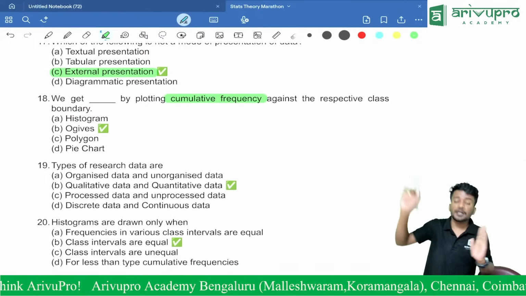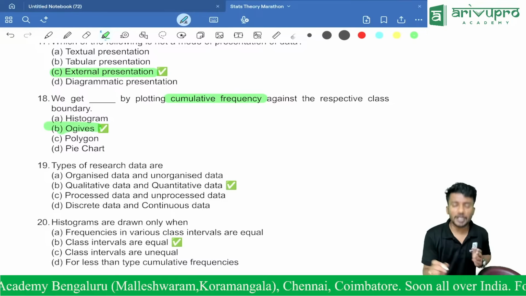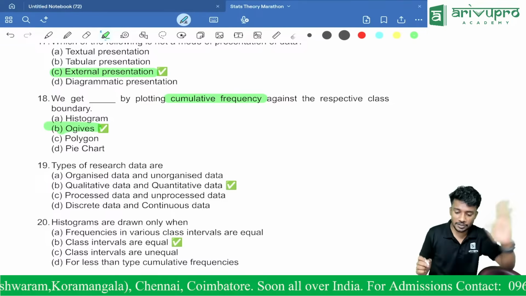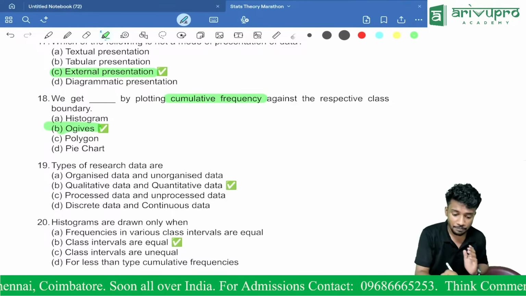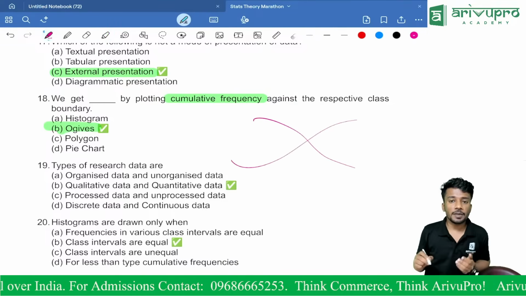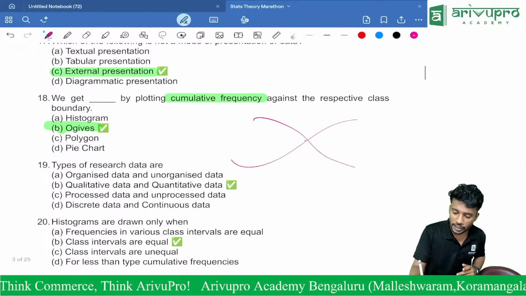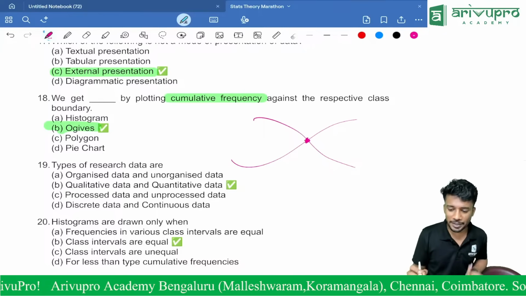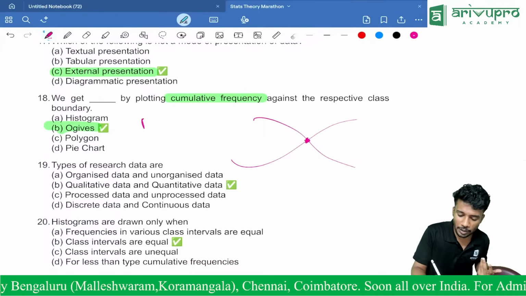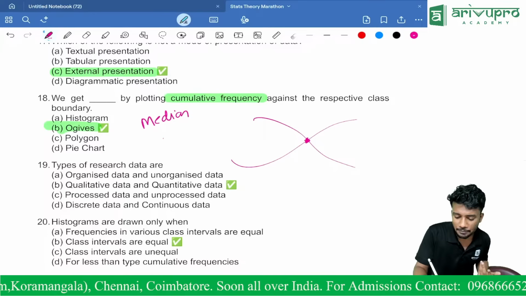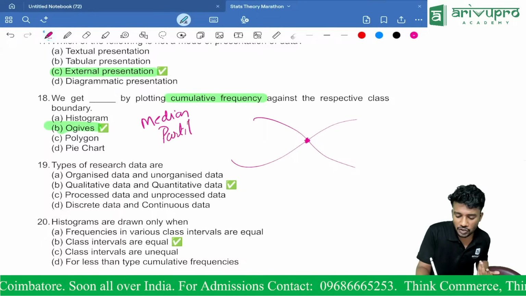Then, we get dash by plotting cumulative frequency. When you plot cumulative frequency, what do you get? You get ogives. We already discussed less than and more than ogives, that is, less than and more than cumulative frequency. When we plot them, we get ogives, and the ogives will meet at the median. They are used to find the median as well as partitions.